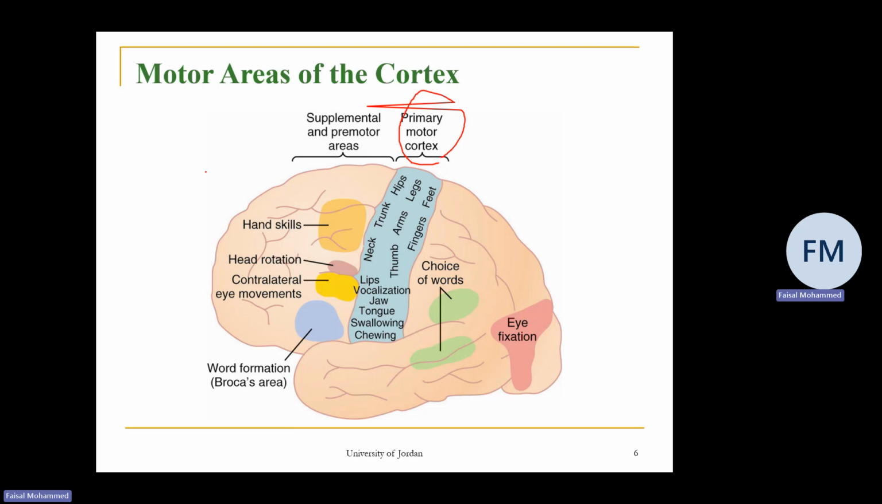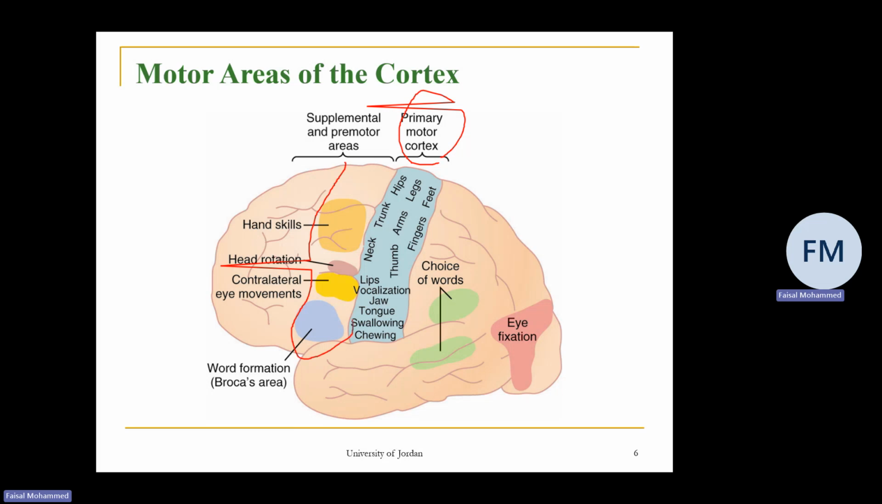contralateral. That means that the right cortex represents the left side of the body, and the left cortex represents the right side of the body. And the representation is upside down. The face is down, and the legs are up, and the representation is proportional to the number of motor units. In front of this area here, we have the premotor area.